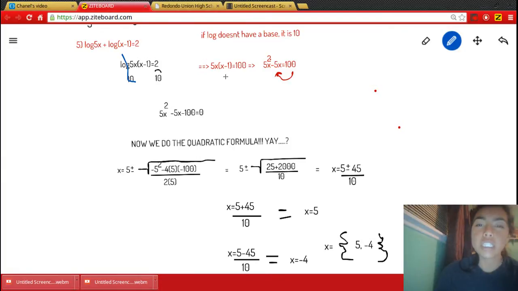And since you're solving for x, you need to move your 100 so you have it equal to 0, which you can see it's right here. So you have 5x squared minus 5x minus 100 equals 0. So now there are many ways you can solve for your x, but in this instance we're going to use the quadratic formula.